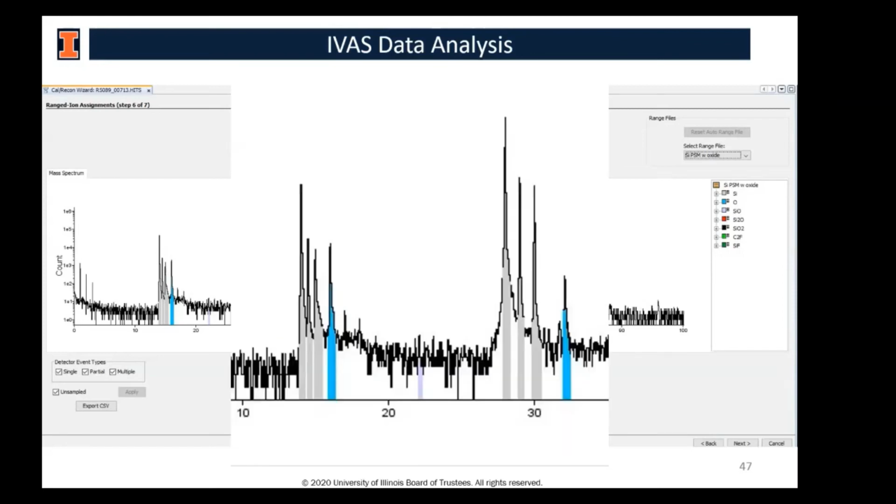For example, if we zoom into the mass range from 10 to 35 AMU, we can see two sets of 3 peaks, which can be indexed for silicon, doubly and singly charged at 14 and 28 AMU respectively, and singly ionized oxygen and O2 at 16 and 32 AMU.